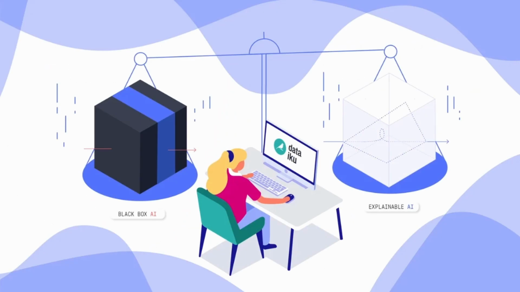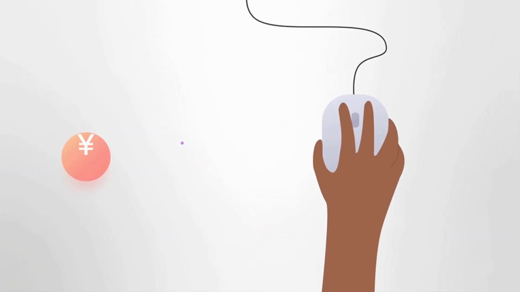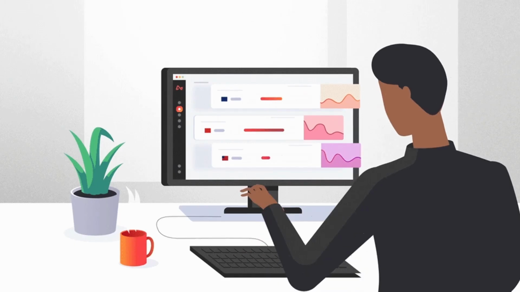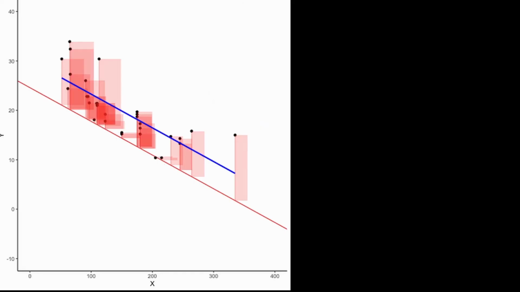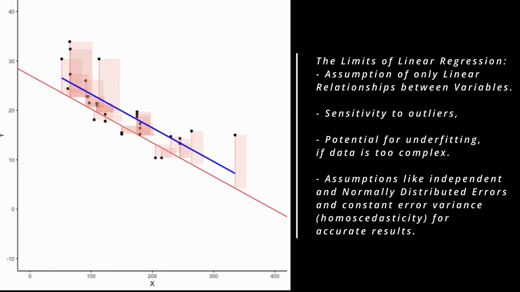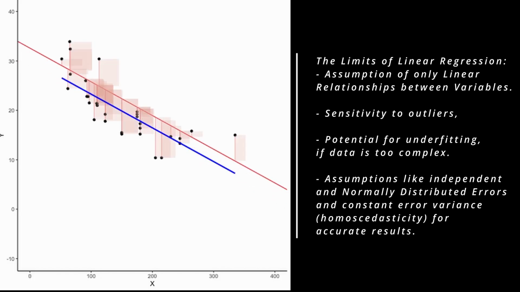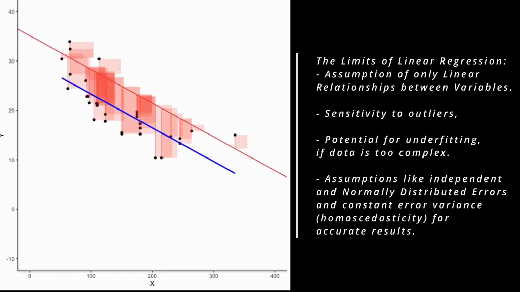Think about predicting salary based on years of experience. You can literally see the weight it gives to experience. Its strength is that clarity. But it has limits, right? It assumes things are linear. Precisely. It assumes a straight line relationship, and the real world is often much messier than that. Doesn't always fit a neat line.